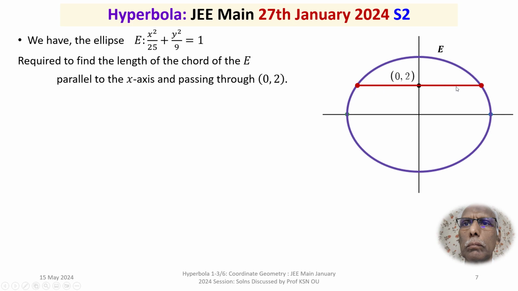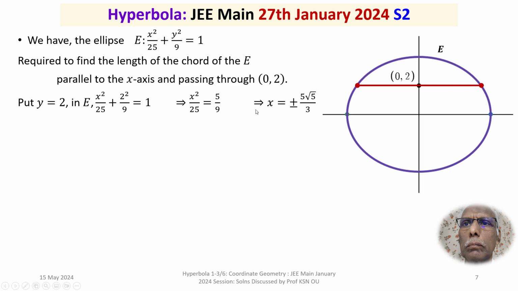To find this chord length, we have to find out the coordinates of the end points of it. If you know them, you can find out the length of such a chord. So in this, put y is equal to 2 in the equation of the ellipse. Substituting y is equal to 2, you will get x square by 25 plus 2 square by 9 is equal to 1.